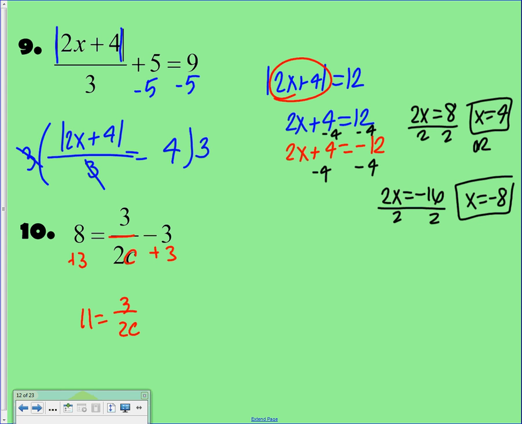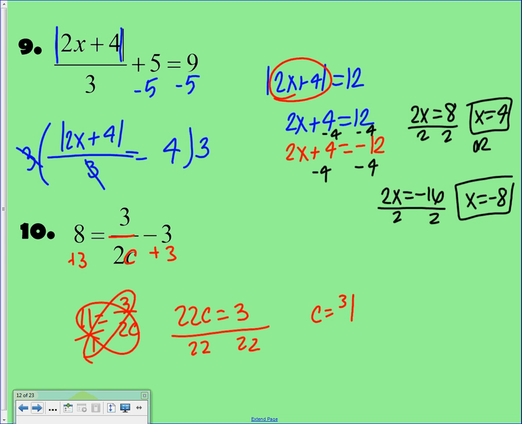Now, because the variable is on the bottom, I cannot just multiply by the reciprocal. So what I'm going to do is I'm going to help myself out, and 11 is the same thing as 11 over 1, and now it's set up, okay, to cross multiply. So 2c times 11 is 22c. 3 times 1 is 3. Now to get c by itself, I'm going to divide each side by 22. The fraction 3 over 22 does not reduce, so please leave it in fraction form as 3 over 22.